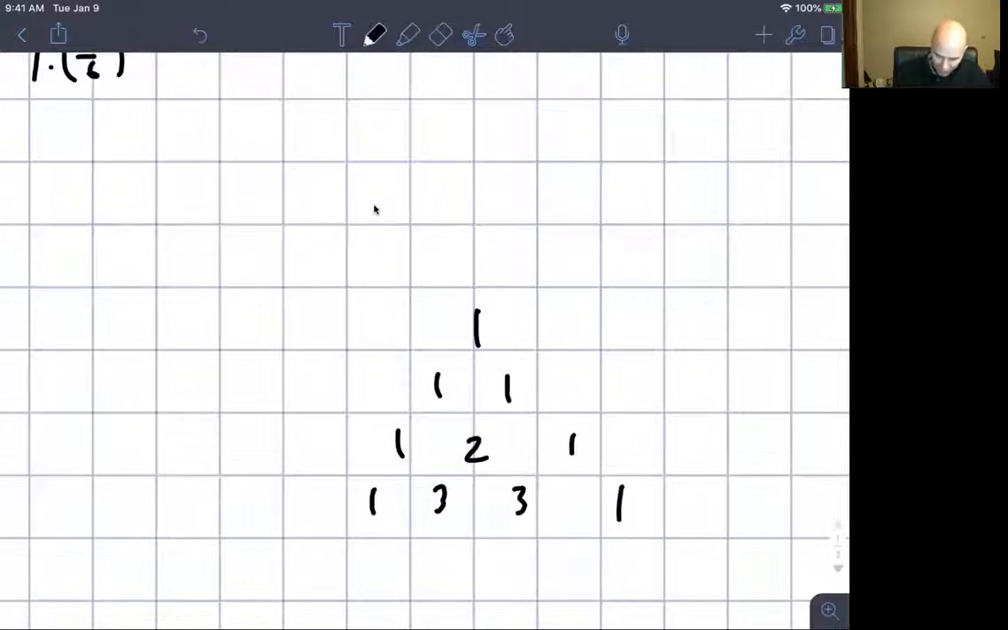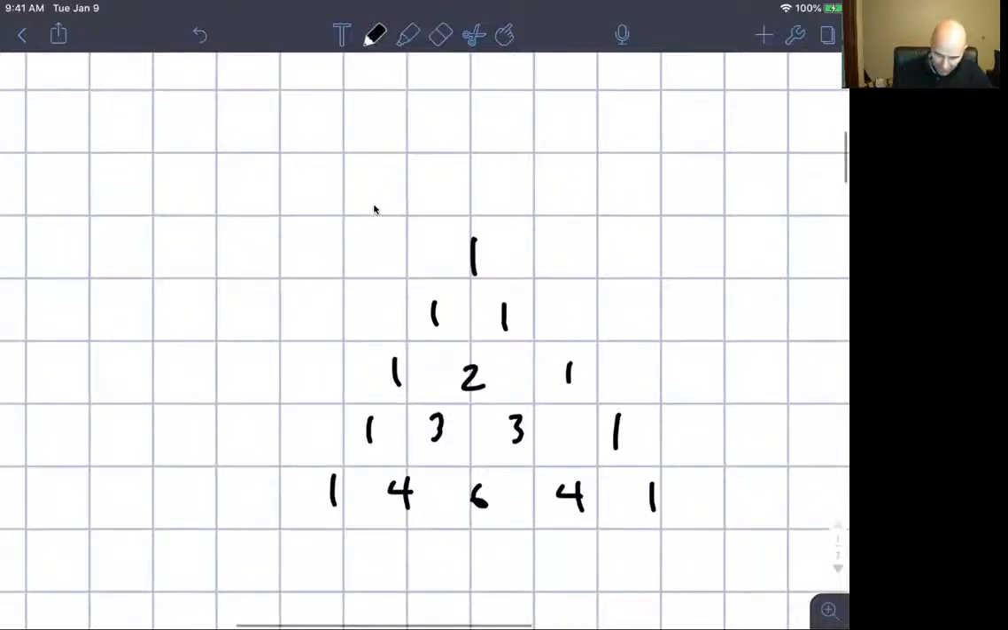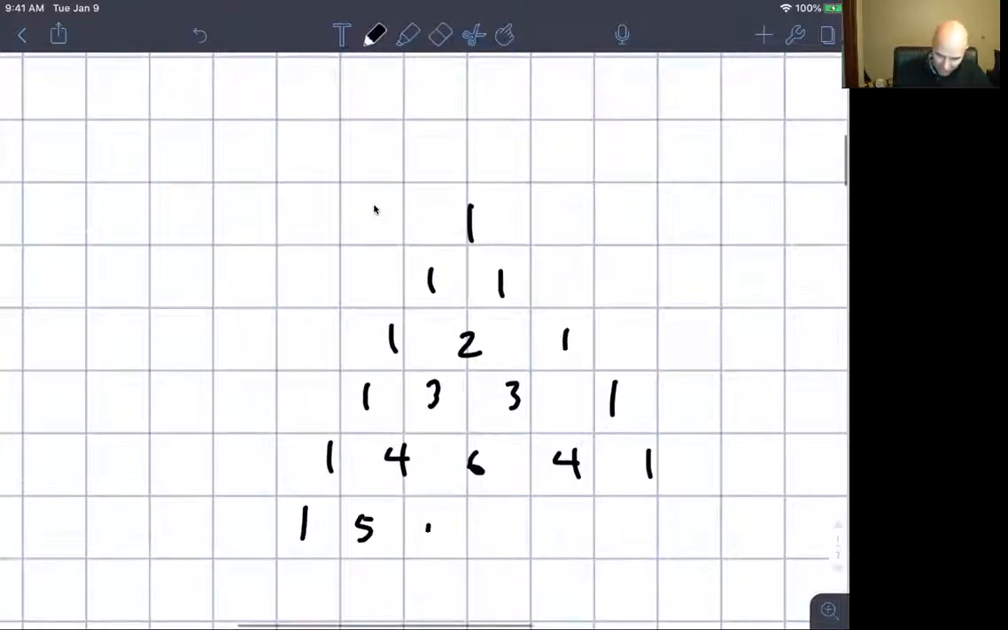And there's the row we just got: 1, 4, 6, 4, 1. So this is called Pascal's triangle. And Pascal's triangle actually shows us the combinations. The one we just did was this one.